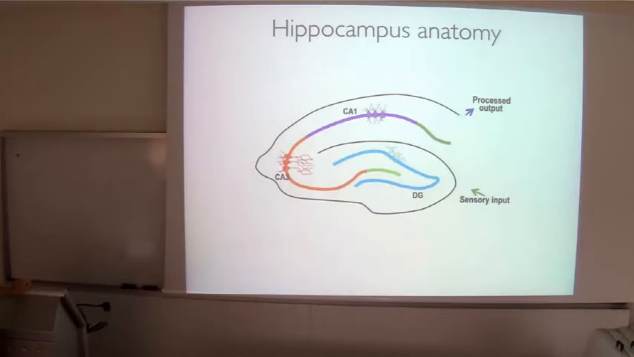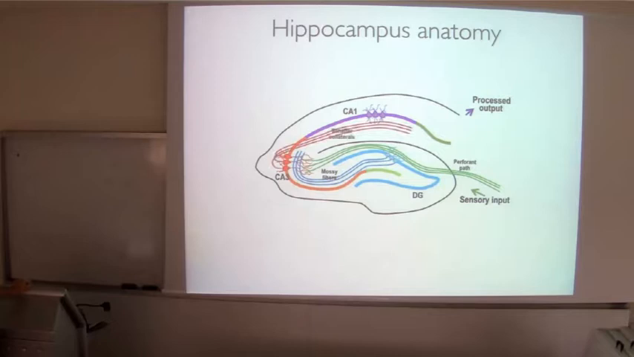Okay, let's just go over that again, because it will come back and back. Again, perforant path coming to dentate gyrus, mossy fibers going to CA3 pyramidal neurons, and CA3 sends the axon to CA1, and CA1 is the output layer of the hippocampus.